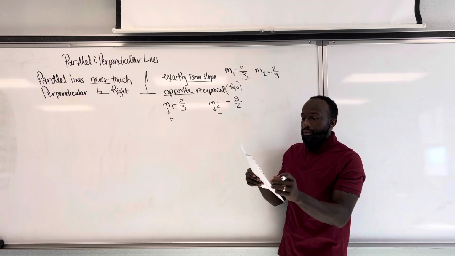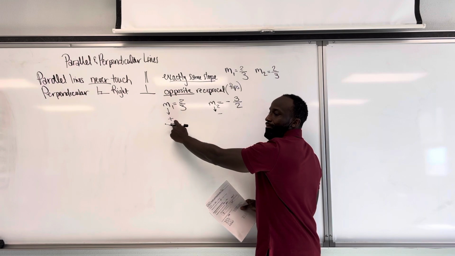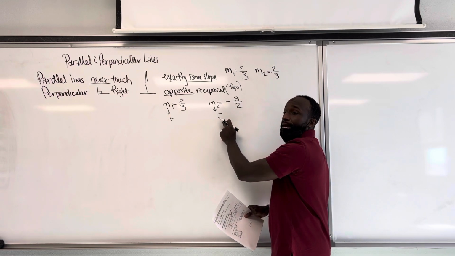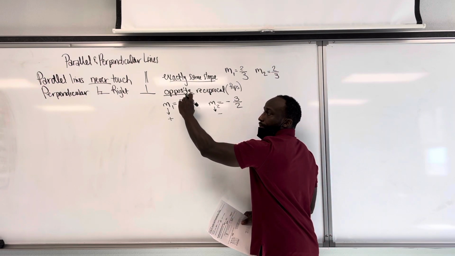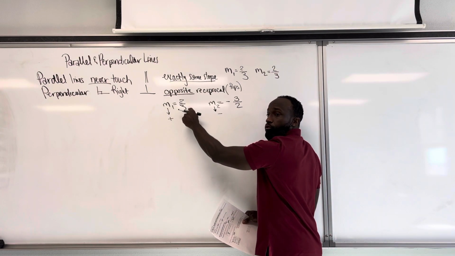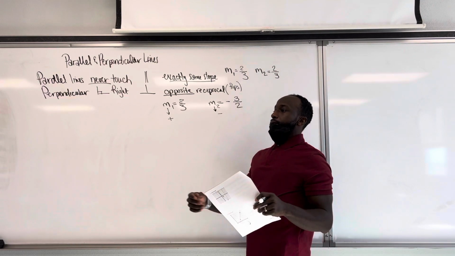So, again, in that box it says that if one slope is positive, the other slope's going to be negative for perpendicular lines. And it's going to be flipped. So if this is 2/3, the other one's going to be 3/2.